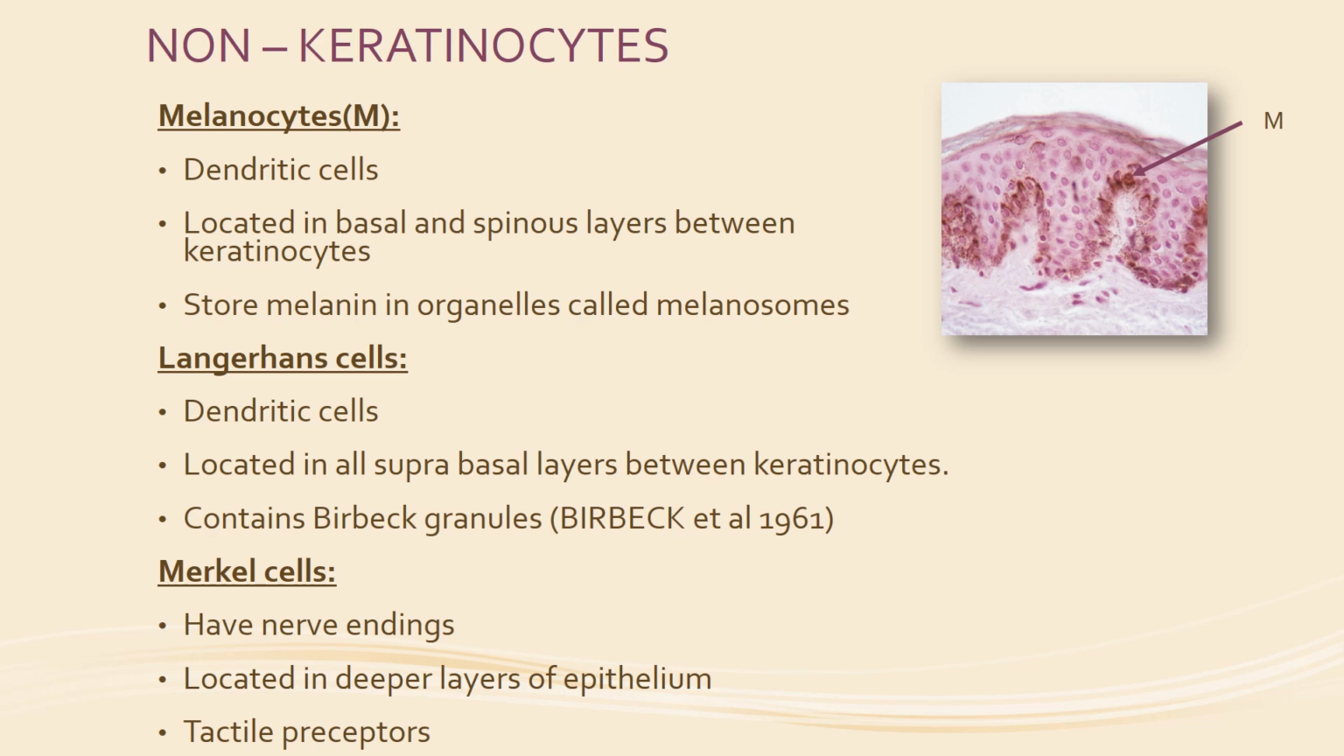Coming to non-keratinocytes, melanocytes are dendritic cells which are located in basal and spinous layers between the keratinocytes, which store melanin in organelles called melanosomes. Langerhans cells are also dendritic cells located in all suprabasal layers between the keratinocytes, which contain Birbeck granules. Merkel cells have nerve endings and are located in deeper layers of epithelium, and are known as the tactile perceptors.